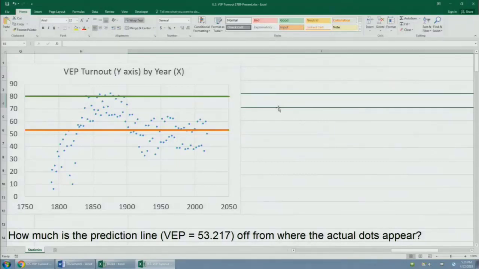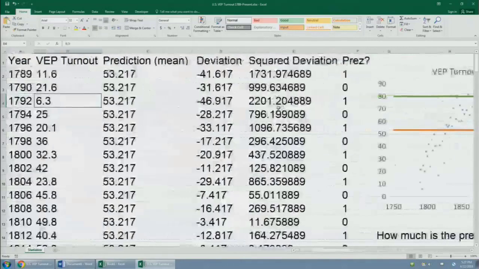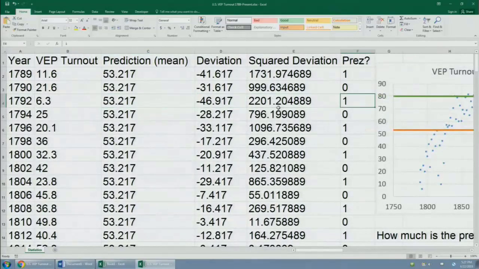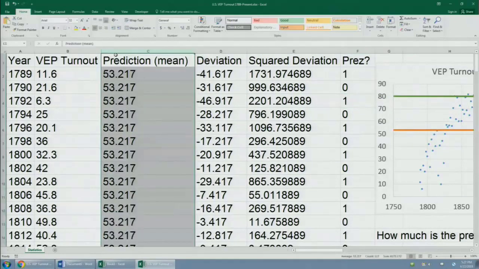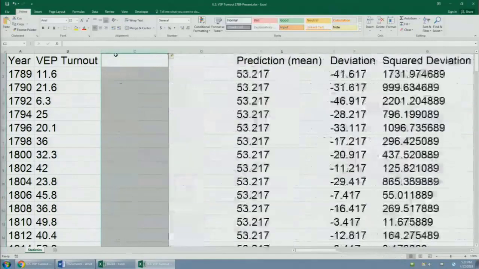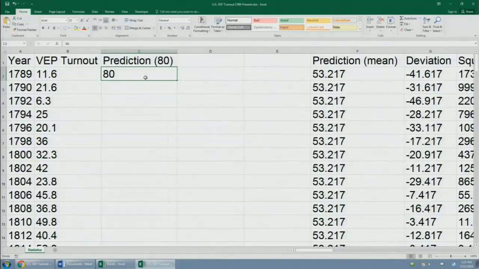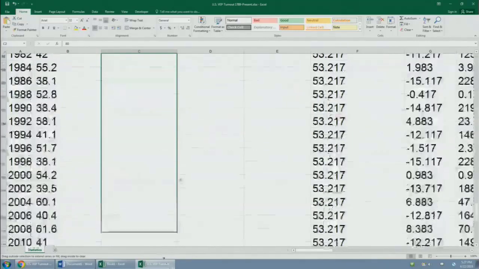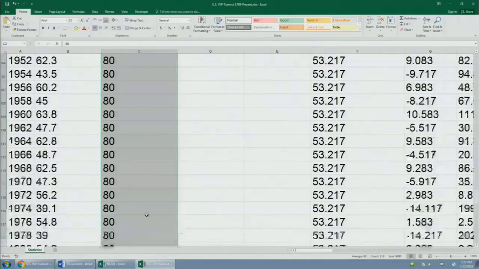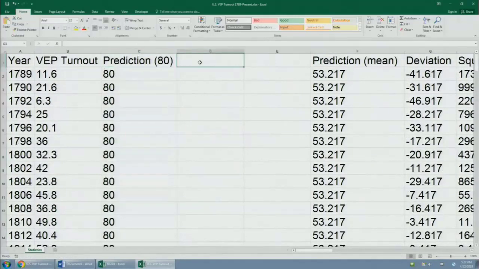Well, we could do the same thing that we did before. In fact, let's create 3 new columns in which we do a prediction that is not based on the mean, but says yes, voter turnout is going to be 80% each year. If we predict that it's going to be 80 each year, our prediction is going to be 80, no matter what the year is. So just like we had a prediction of 53.217 before, which was the mean, we could just say, I predict it's going to be 80. How are we doing with that?